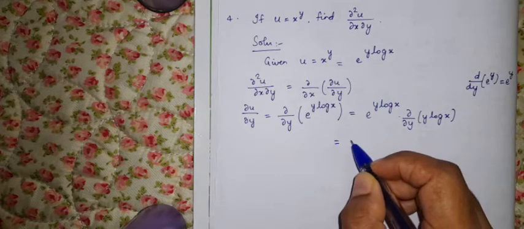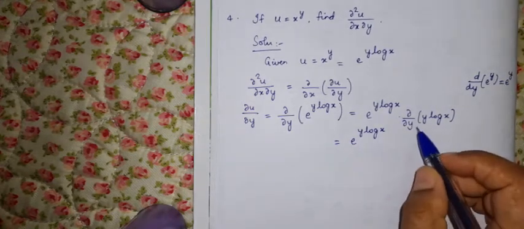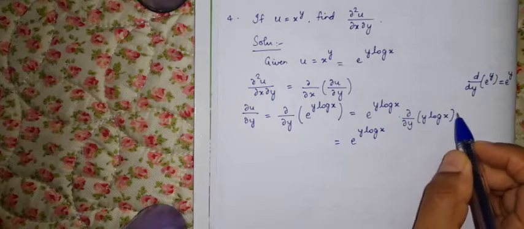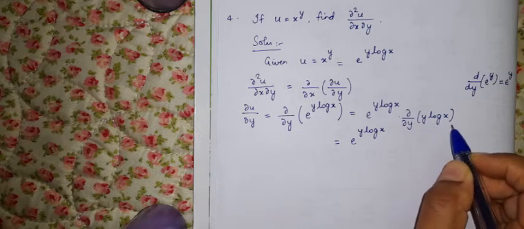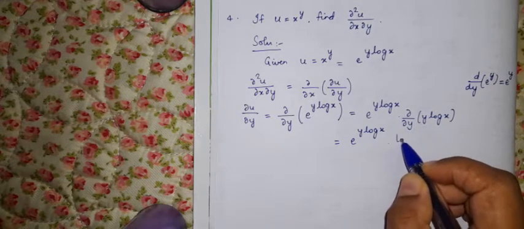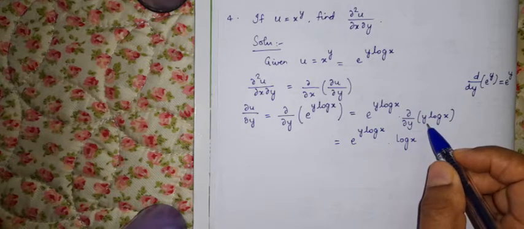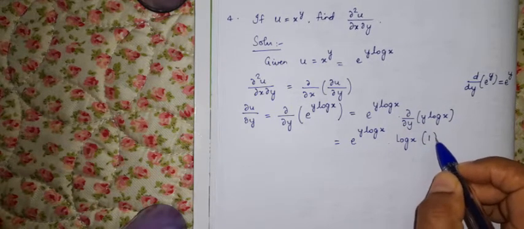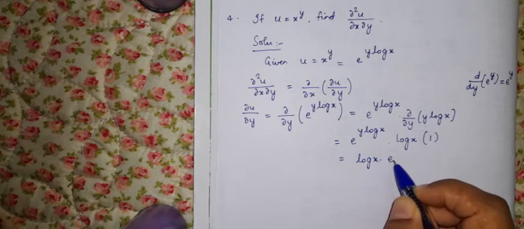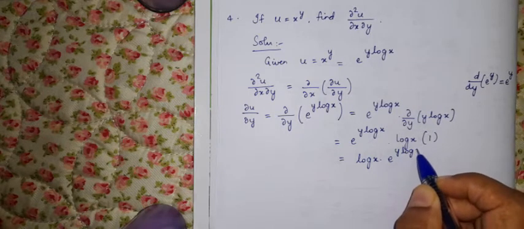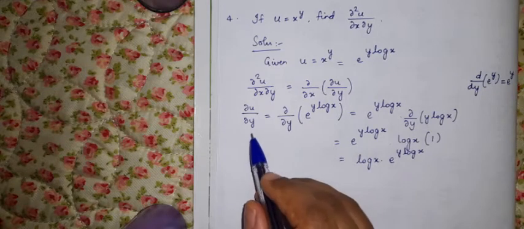Now this can be written as e^(y log x), remains as such. What is ∂/∂y of y log x? Here you are differentiating only with respect to y. In this case, log x will be a constant value. So take log x outside. Now what is ∂/∂y of y? It is 1. So this can be written as log x into e^(y log x). This is your ∂u/∂y.